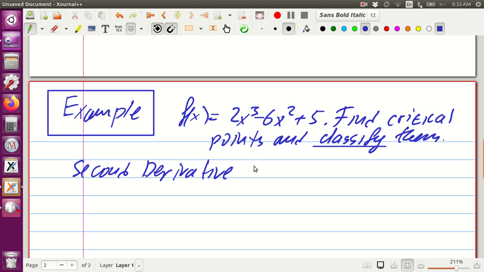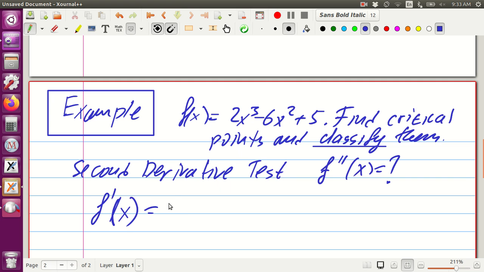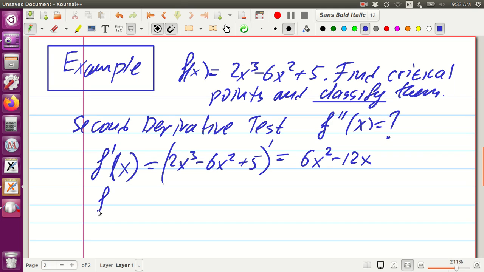All right, so second derivative test. So for this, we need the second derivative. So let's start. We do the first derivative, and it's the derivative of 2x cubed minus 6x squared plus 5. So we get 2 times 3, which is 6, and we decrease the power by 1, so we get 6x squared. 6 times 2 is 12, so we're going to get negative 12x. And the derivative of 5 is 0. But after that, we don't do the sign graph. We just, oh no, we need to do the sign graph. Maybe not. We just need to find critical points.